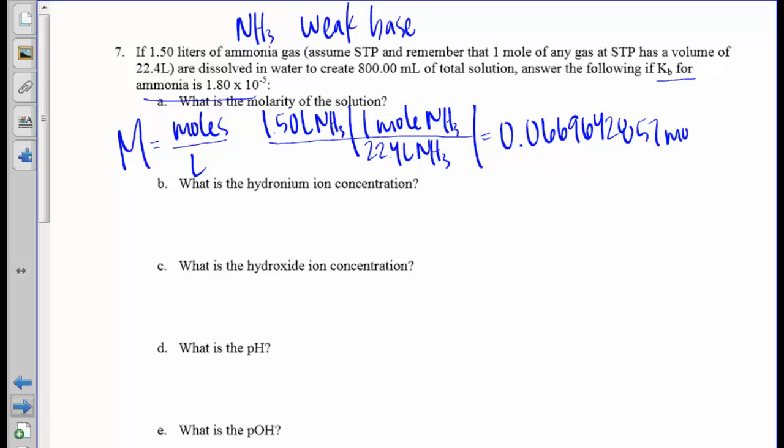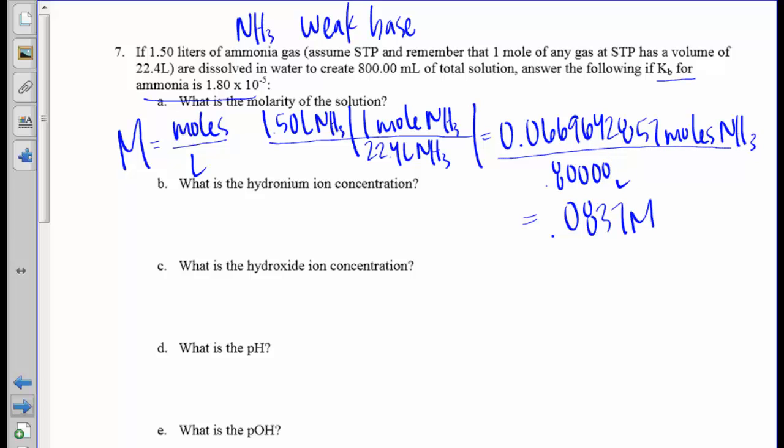0.0669642857 moles ammonia. And that's in a total volume of 0.80000 liters. So when I calculate that to get the molarity, I get, with sig figs, 0.0837 molar. So my solution is a 0.0837 molar solution of ammonia.